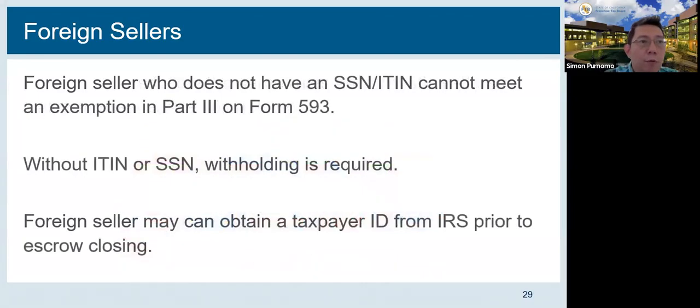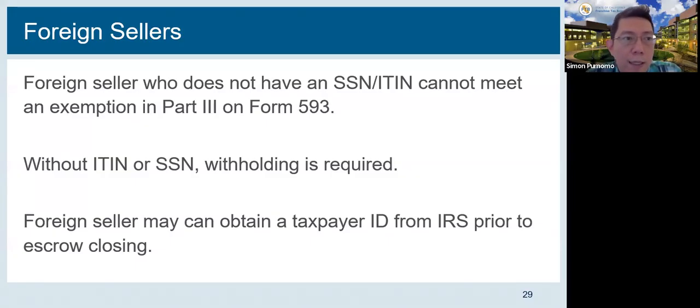A foreign seller who doesn't have a Social Security number or ITIN cannot meet an exemption in Part 3 on the Form 593. It doesn't matter if the seller has lived in the property for the last 20 plus years, but without an ITIN or SSN, the seller cannot meet an exemption in Part 3 and withholding is required. The seller should obtain the ITIN from the IRS prior to the close of escrow.